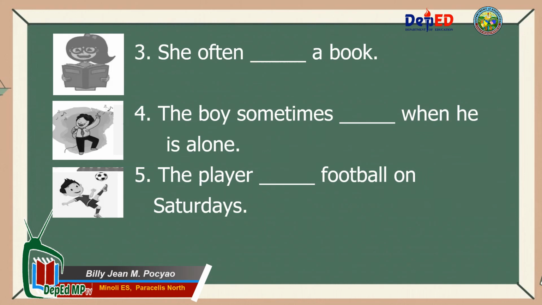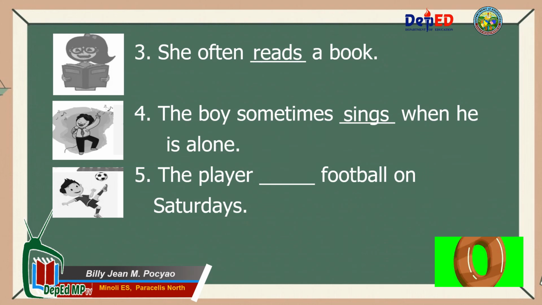Number 3. She often blank a book. The correct action word is reads. Number 4. The boy sometimes blank when he is alone. The correct action word is sings. Number 5. The player blank football on Saturdays. The correct action word is plays.